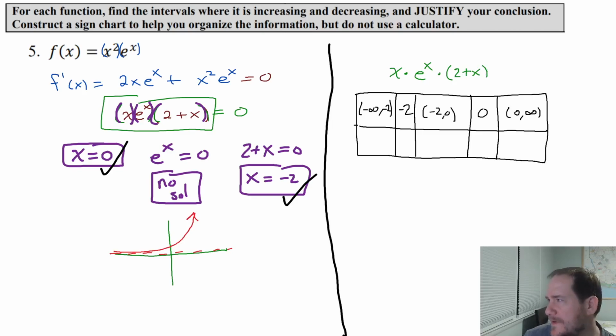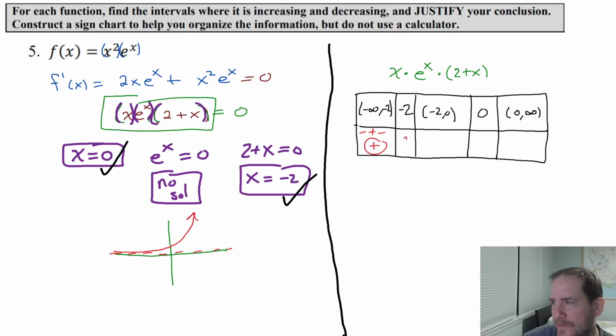Because if you think about it like that, then for a very large negative, the x is certainly negative. The e to the x, though, even for a negative, is still positive. We're still just a hair above the x-axis, right? So e to the x is still going to be positive for us. But 2 plus something very negative will be negative. And so a negative times a positive times a negative will be a positive for us.